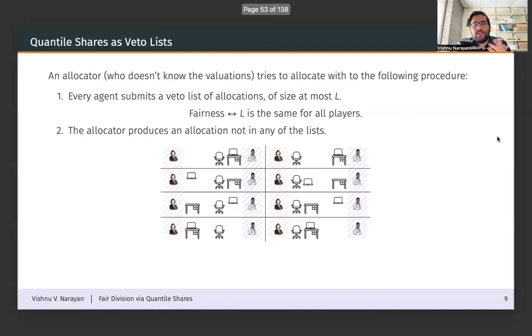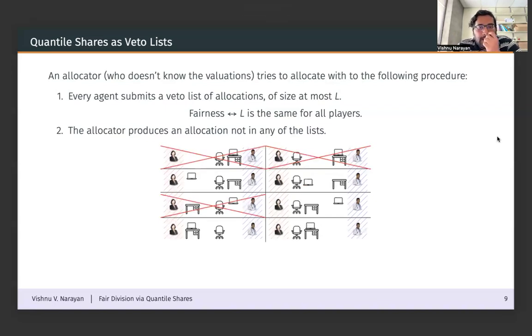So as a picture, you can think of the old example with Alice and Bob and the 3 items. So you have 8 possible allocations, and suppose each of them is allowed to submit a veto list of size 3. So Alice vetoes these 3 allocations, and Bob vetoes these other 3 allocations. So there are 2 allocations that survive this veto process, and the allocator can produce this allocation, where Alice gets the table and chair, and Bob gets the laptop. And both of them consider this fair for some value of q, which we'll get to in a minute.